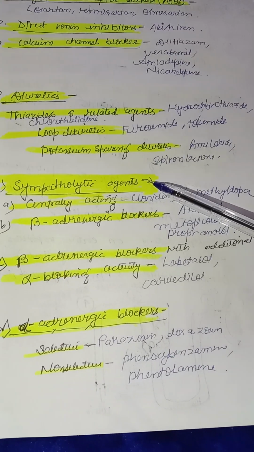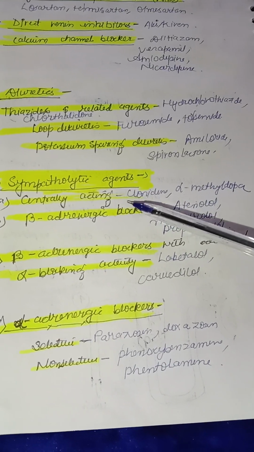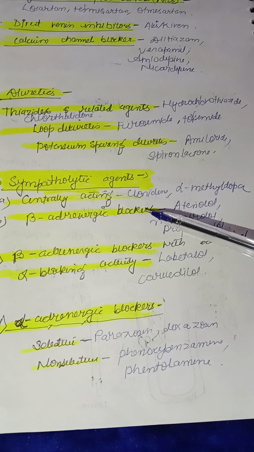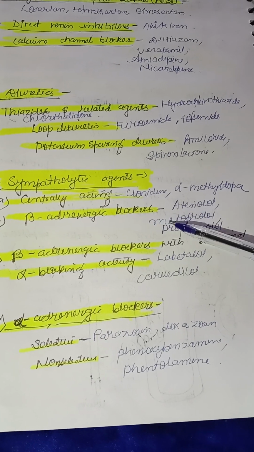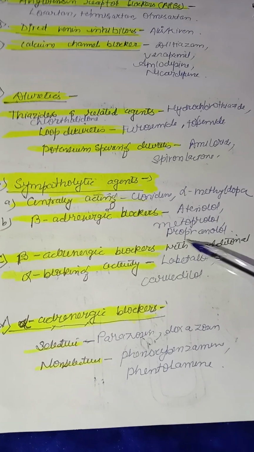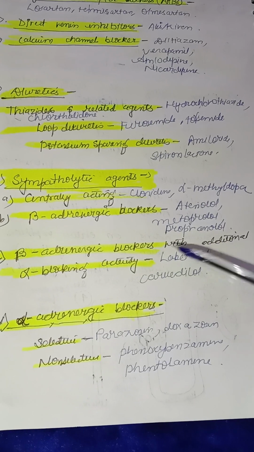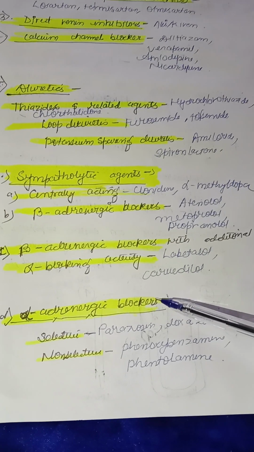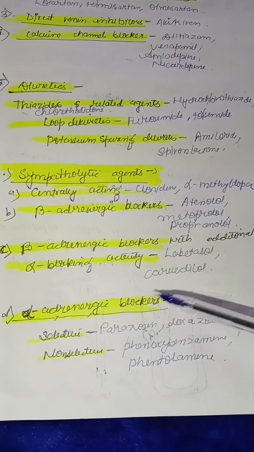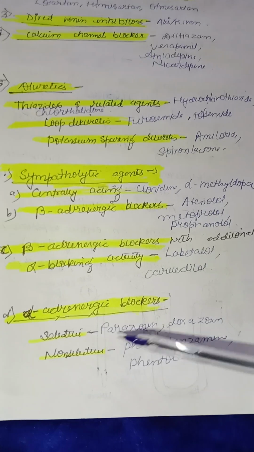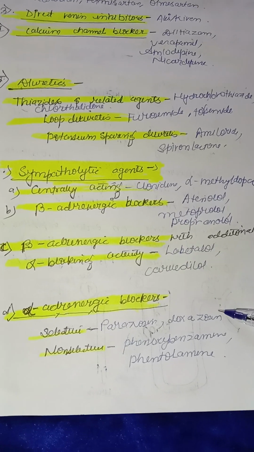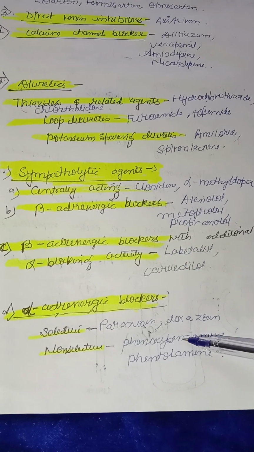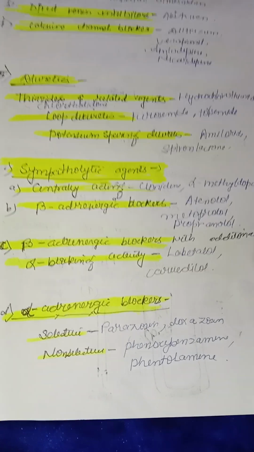Another group is sympatholytic agents: centrally acting, clonidine and alpha methyldopa; beta adrenergic blockers like atenolol, metoprolol, propranolol; beta adrenergic blockers with additional alpha blocking activity like labetalol and carvedilol. Then we have alpha adrenergic blockers, again of two types, selective and non-selective. In selective we have prazosin and doxazosin. In non-selective we have phenoxybenzamine and phentolamine.